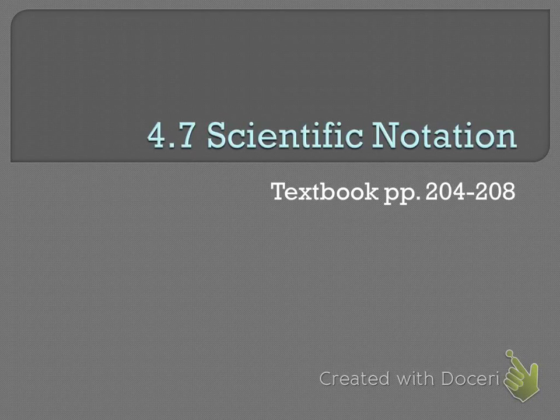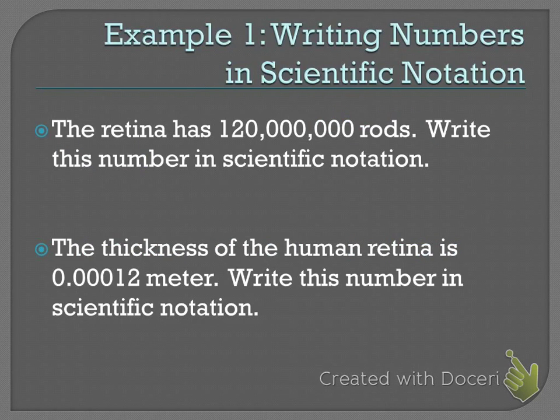We're in section 4.7, scientific notation on page 204. All right, in example 1, we are writing numbers in scientific notation. Basically, here's what that means. Scientific notation is a shorter form of writing the same number. So we're not changing the value of the number, we're just writing it in a shortened way.